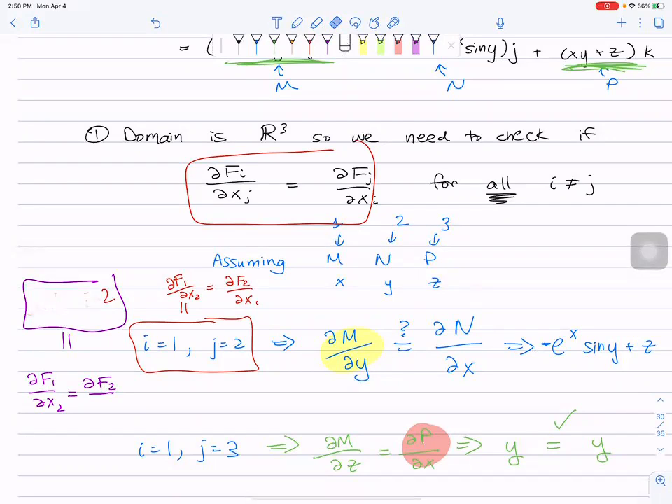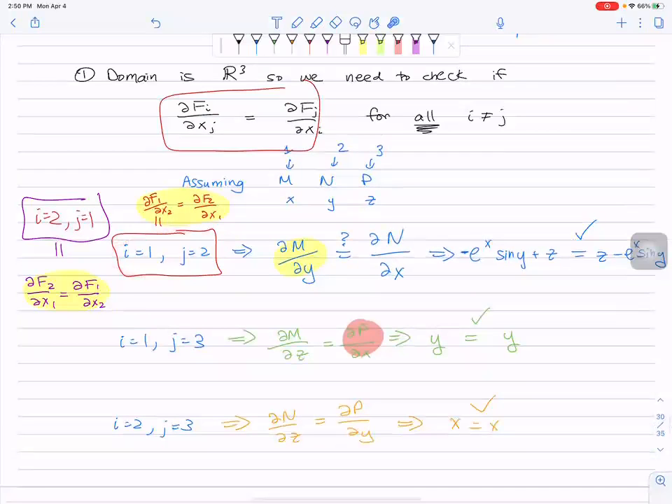Let me write it in the same order so we're not mixed up. I equals 2, J equals 1. Well, then that would be partial of F2 with respect to X1, partial of F1 with respect to X2. But we see that they're doing the same exact thing. They're both checking if partial of F2 with X1 is equal to partial of F1 over X2. So it's kind of like repeating, so we don't have to redo this one again. That's why there's only going to be 3 choices.